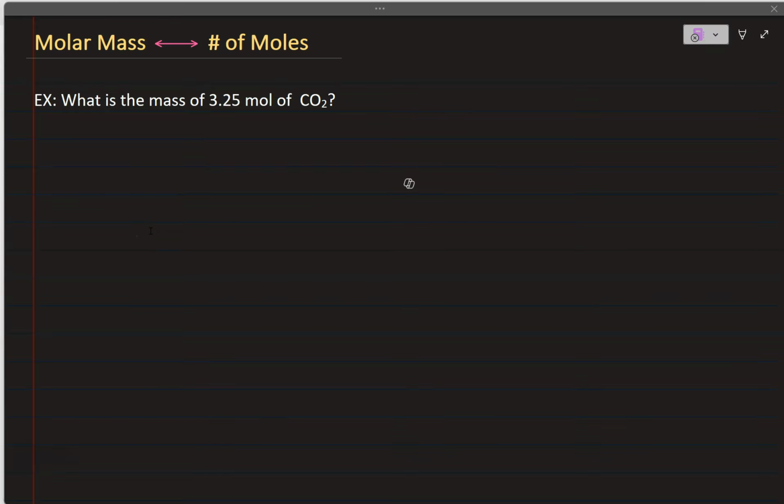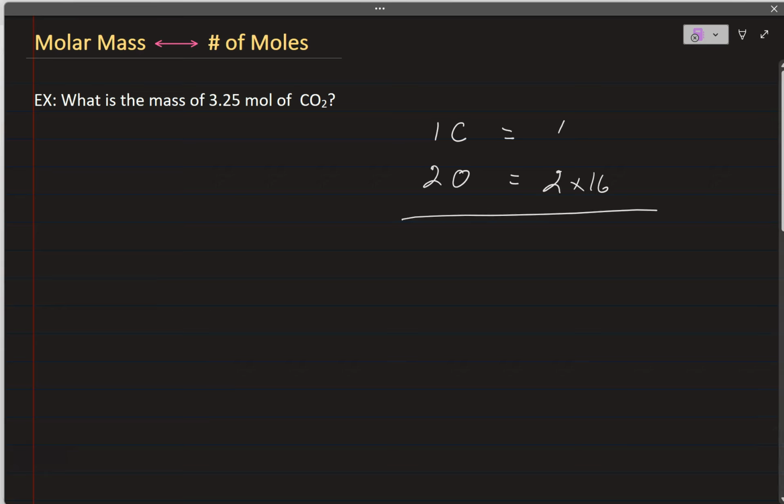All right, first one. What is the mass of 3.25 mole of carbon dioxide, CO2? So the first thing we have to do is definitely find out the molar mass of CO2. So 1 carbon and then 2 oxygen. So 1 carbon is 12.0 gram, and oxygen is 16.0 gram. And then when you put them all together, you'll get 44.0 gram. That's the molar mass for CO2.